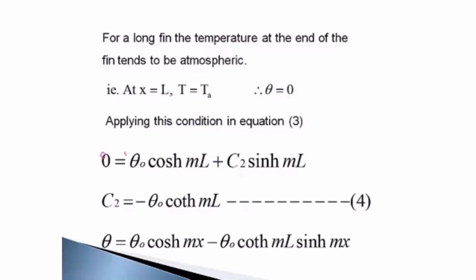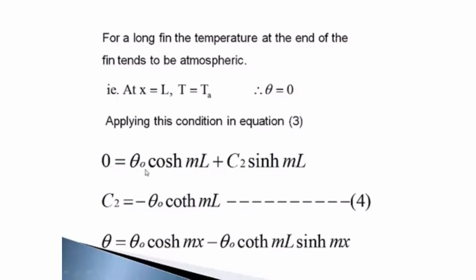Fin temperature and ambient temperature are the same, so theta is 0. That is the next condition. When x is equal to L, T is equal to TA, or theta is equal to 0. You will put that condition in that equation. When x is L, x is substituted as L, and the corresponding theta value is 0.